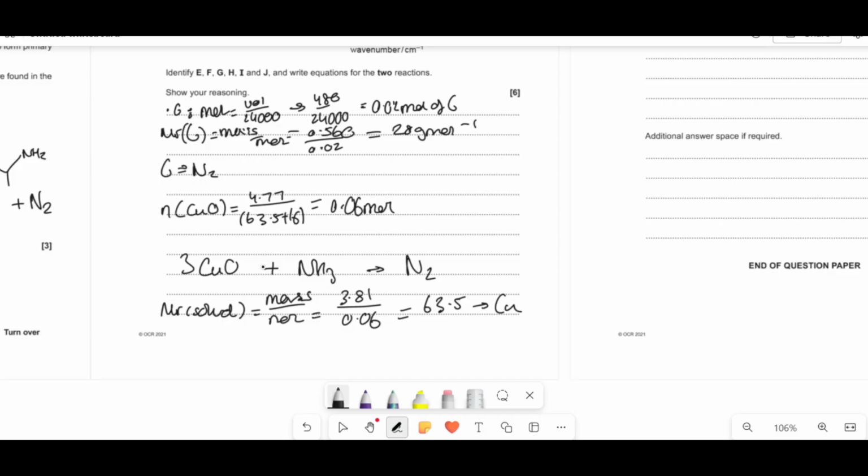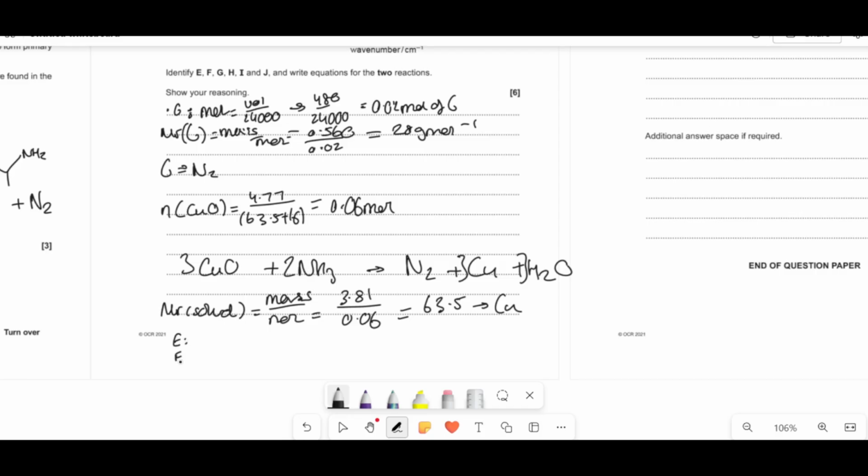So now we know in our equation 3CuO plus NH3 makes N2 plus Cu. So we need to figure out what this other mysterious thing is. This has lost oxygen, this has lost hydrogens, so the other thing is probably water. If we balance this, 3CuO, there'll be 3 H2Os and 3 Cus. That's 6 H, so we need a 2 there. So we've just figured out what E, F, and G are.